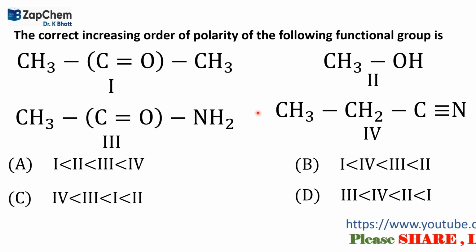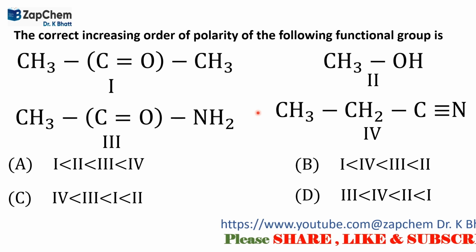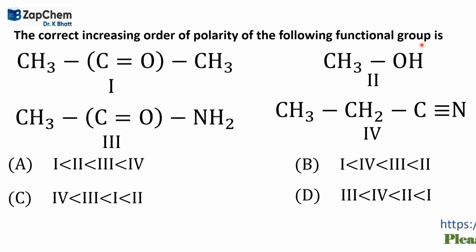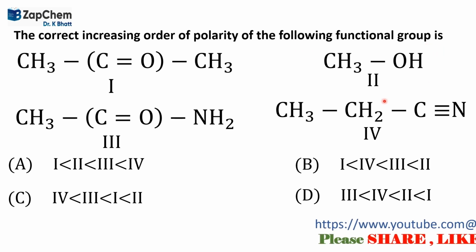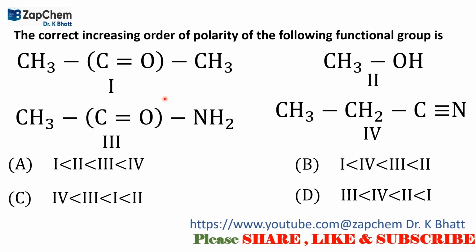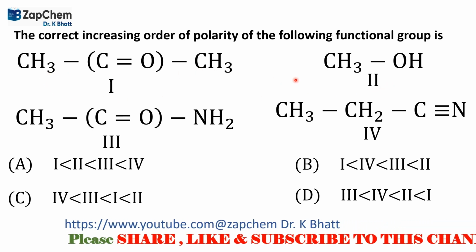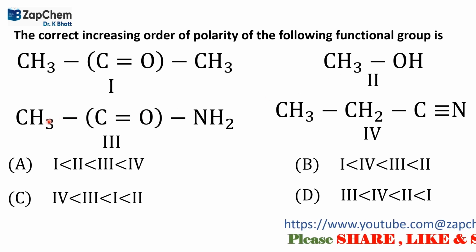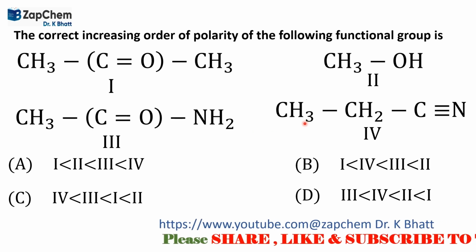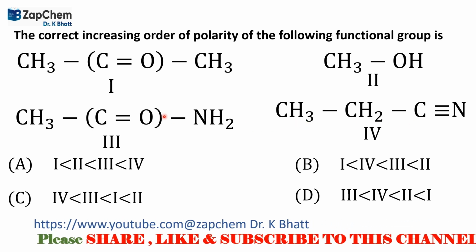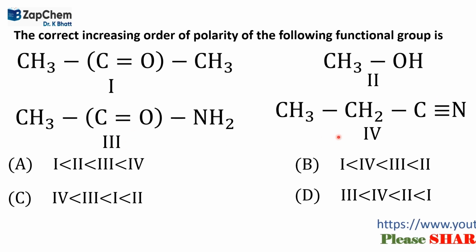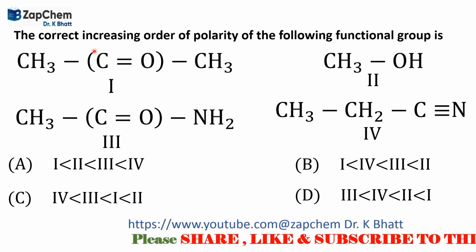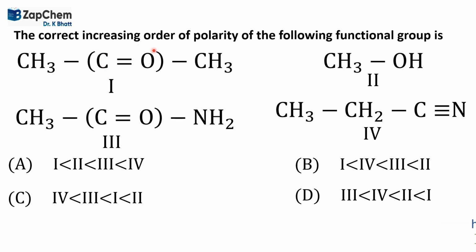Here is a question on polarity of the functional group. The question is: the correct increasing order of polarity of the following functional groups is, and there are 4 different compounds given. One is acetone, the other is methanol, the third is acetamide, and the fourth is propanenitrile. They are marked as 1, 2, 3, and 4 respectively. Four options are given, and we have to find out the correct increasing order of polarity.